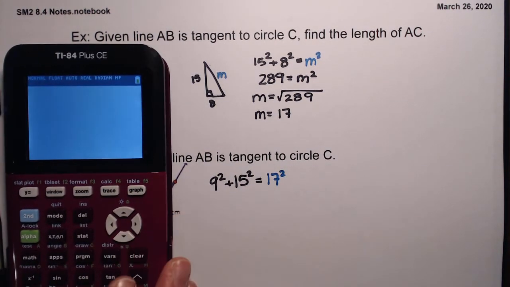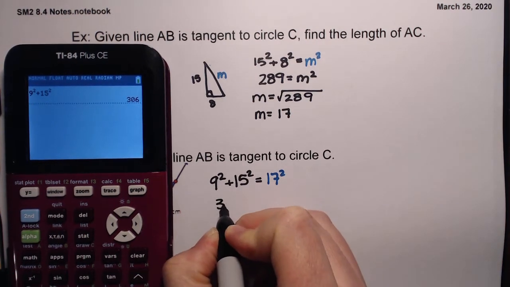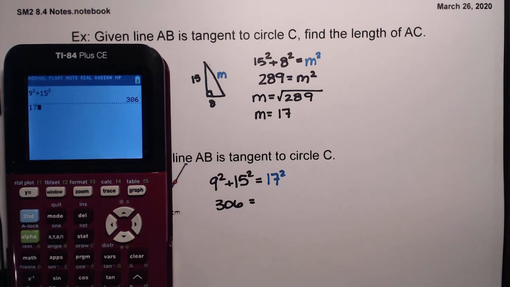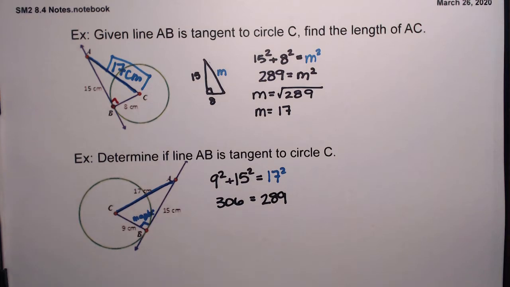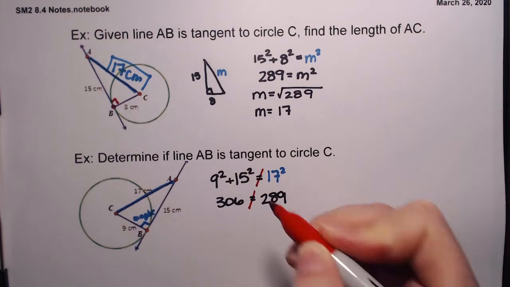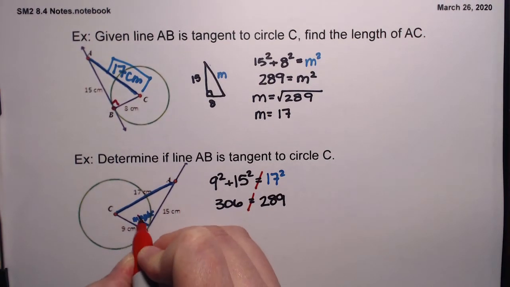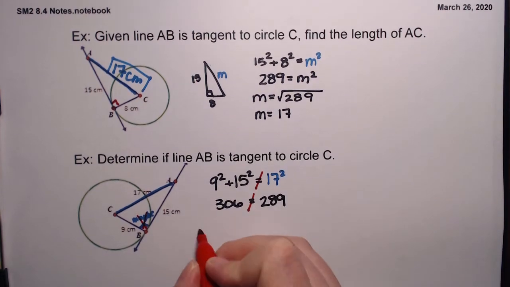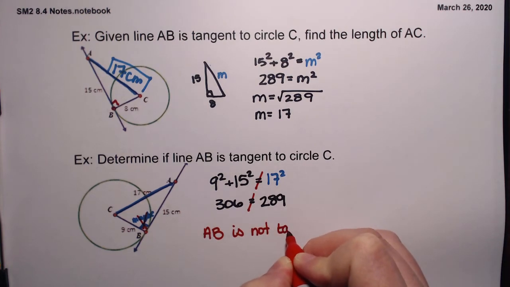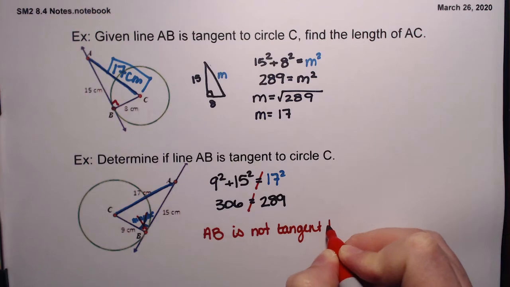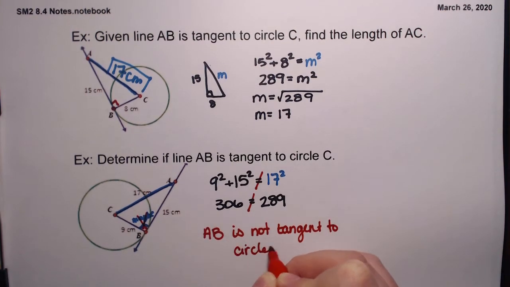So I'm going to do 9 squared plus 15 squared. That's 306. And then 17 squared is 289. Is that a true statement? Does 306 equal 289? No. So what that means is this is not a right angle. So AB is not tangent to circle C.